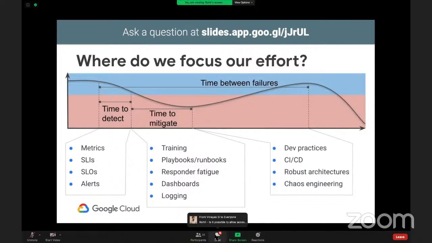Tasks that improve the time to detect are about defining and measuring failure. Tasks that improve time to mitigate are mostly about preparing the responders and their environment. And the tasks that improve time between failures are mostly about engineering discipline. So we'll be talking about the three different areas of focus: time to detect, time to mitigate, and the time between failures.